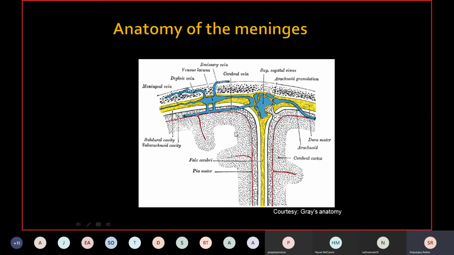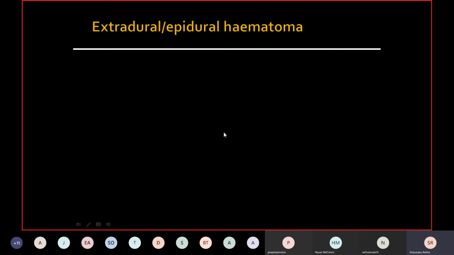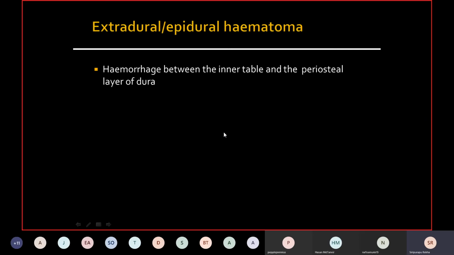As I said, I don't think I need to go too much into detail about the anatomy here, but I think this is important, and we will understand the importance as we look at the images of the different hematomas. So let's start with an extradural or epidural hematoma. This occurs because of hemorrhage between the inner table and the periosteal layer of the dura.